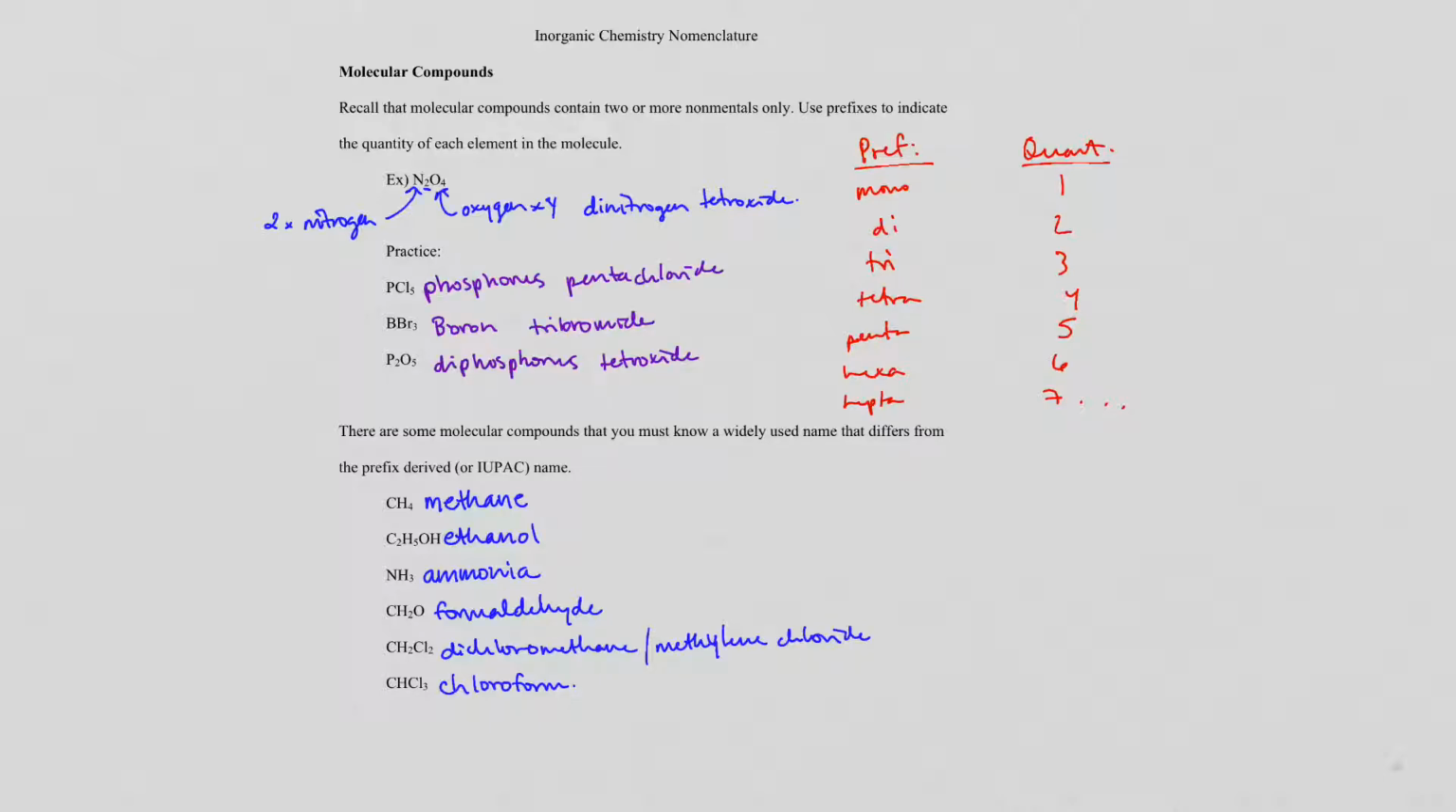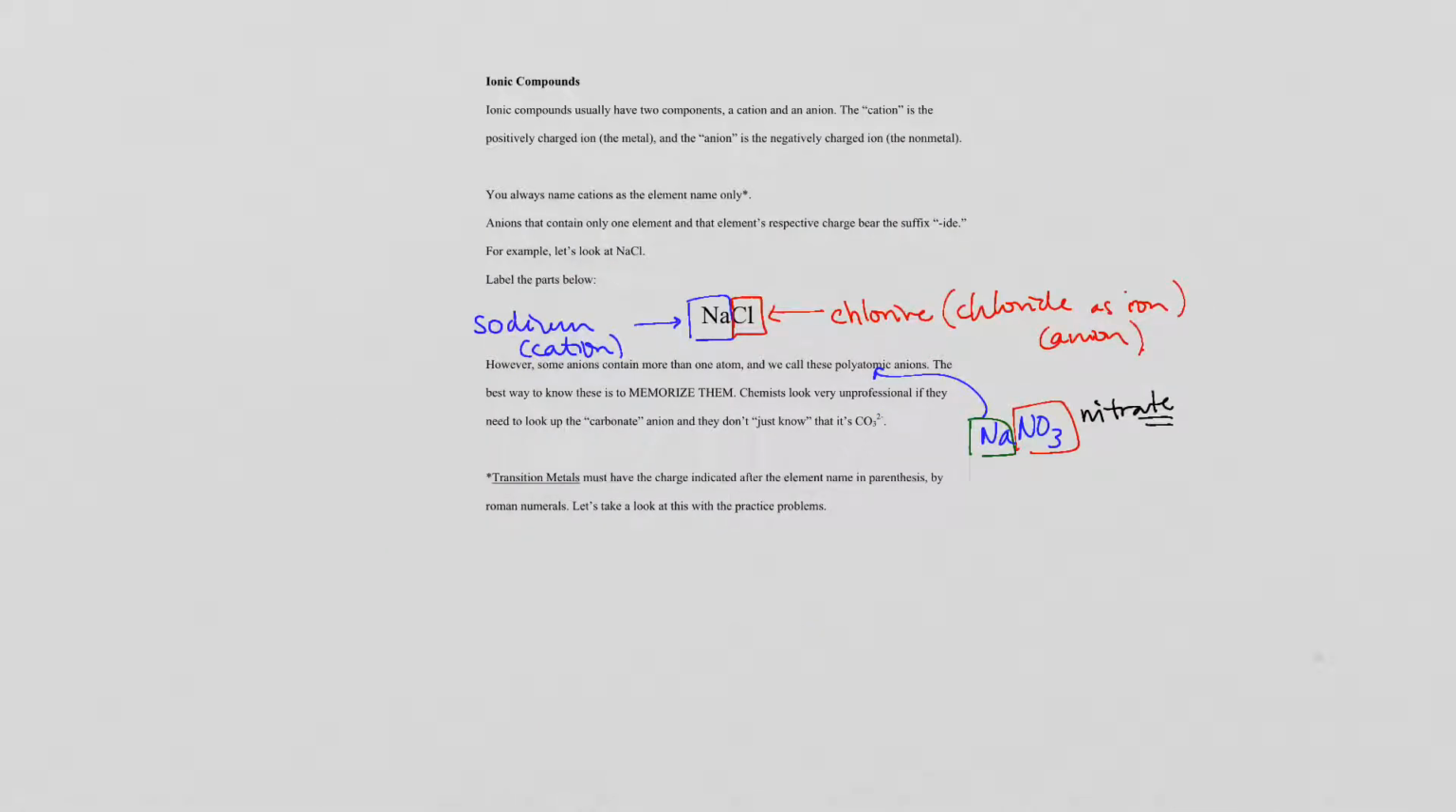So if you filled in all the practice problems, just a little note here. If the first element in these molecular compounds only appears once, you can leave off the mono. It gets a little bit redundant to say monophosphorus pentachloride, monoboron tribromide. If you don't put a prefix in front of it, we're going to assume that you mean that there's one of them. Other than that, it's pretty self-explanatory.